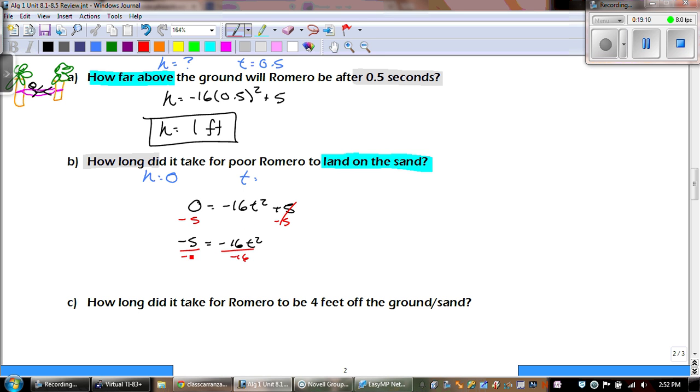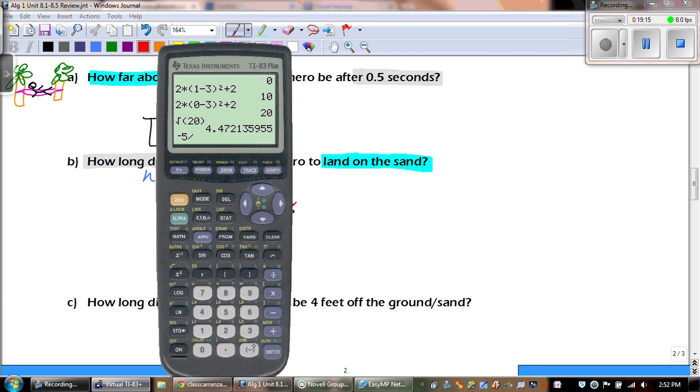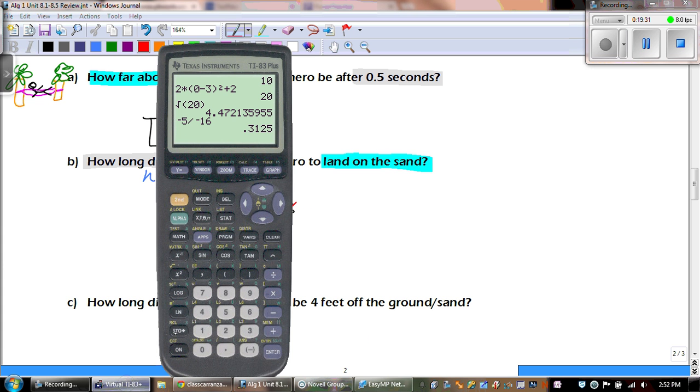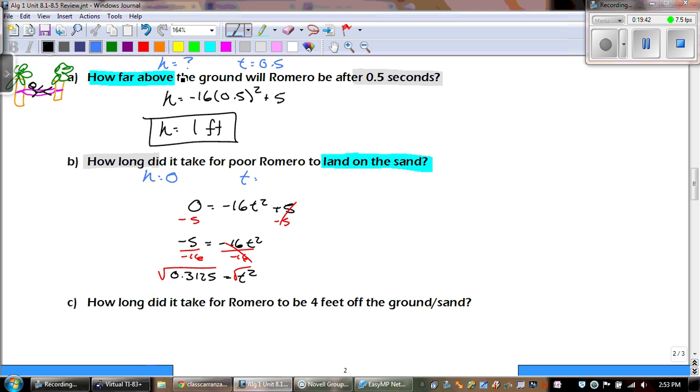And then we have to divide by negative 16. Negative 5 divided by negative 16 gives us 0.3125, and that's positive. And the last step would be to take the square root of that. So I'm going to square root 0.3125. And then we get our answer of 0.56 seconds. Okay.